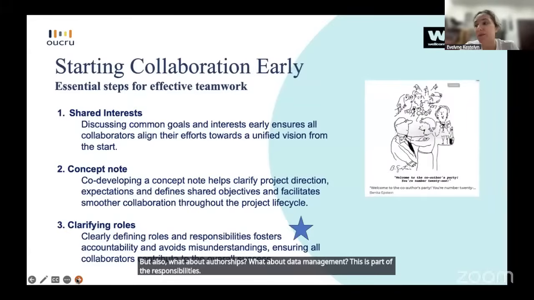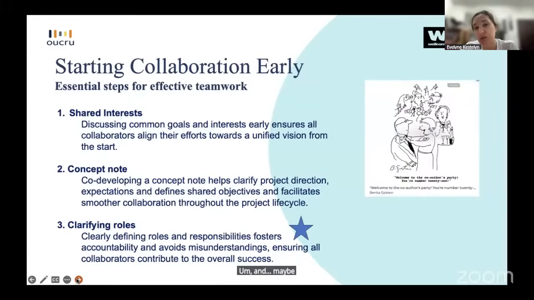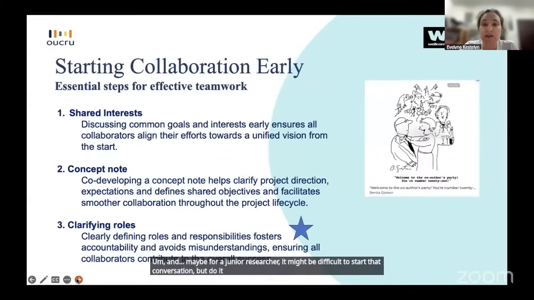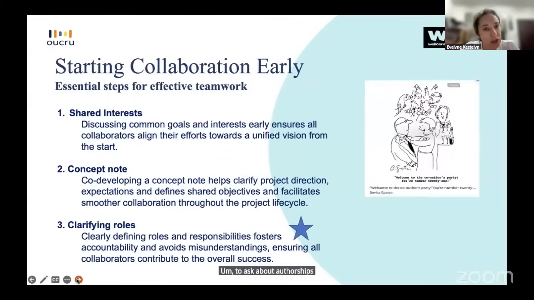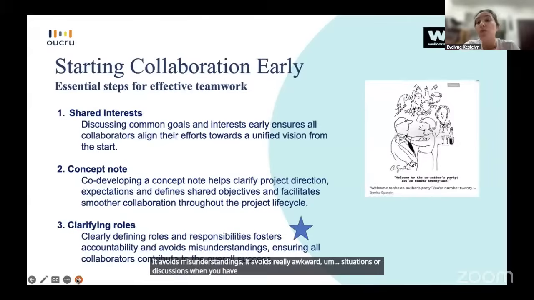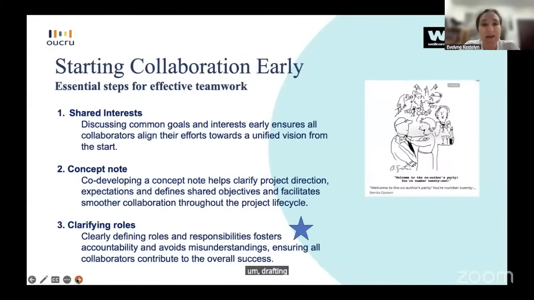And maybe for a junior researcher, it might be difficult to start that conversation, but do it anyway. It is so important to ask about authorships. You want clarity. You want to know what is going to happen later on in the project. It avoids misunderstandings. It avoids really awkward situations or discussions when you have already moved into the project, when you're maybe already drafting a manuscript. Have these discussions early on. It is so, so important.